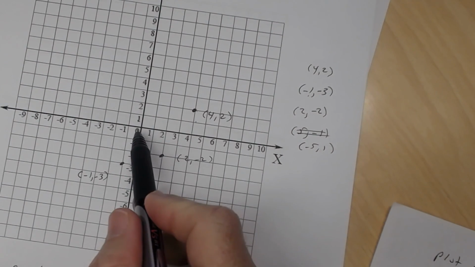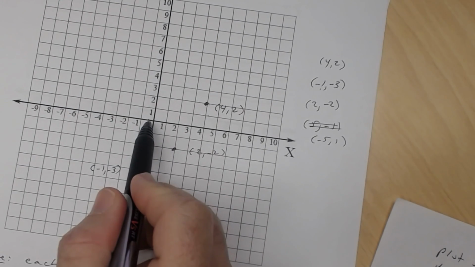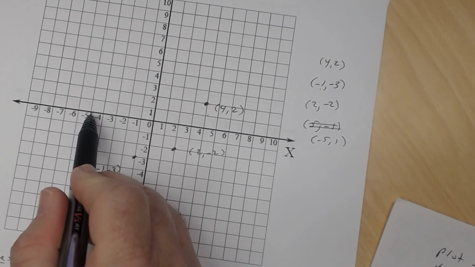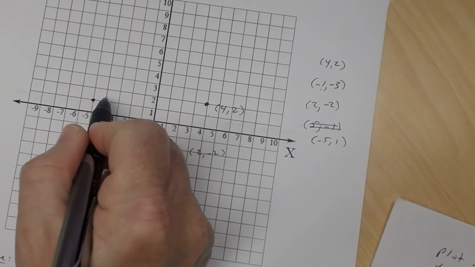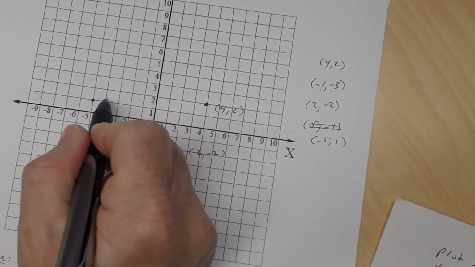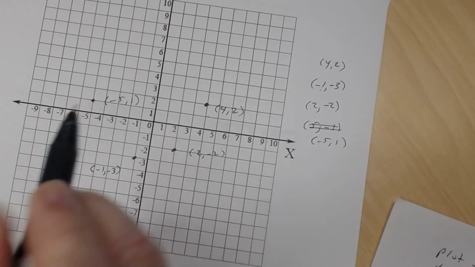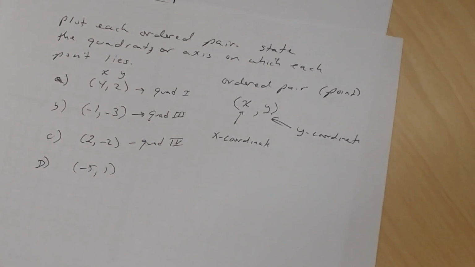Again, you start at the origin. The x-coordinate is negative 5, so I'm going to go to the left 5 units: 1, 2, 3, 4, 5. Then the y-coordinate is a positive 1, so I go up 1 unit right here. There's the point. Now I'm going to label it negative 5, 1. Negative 5, 1 lies in quadrant 2. So this is quadrant 2.